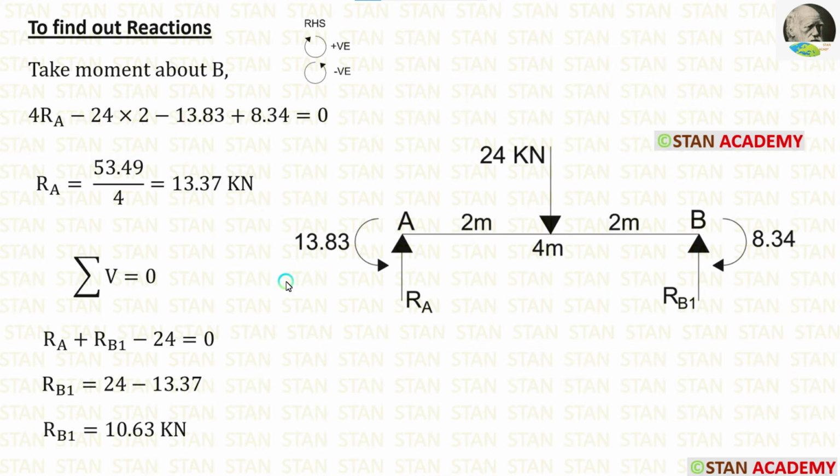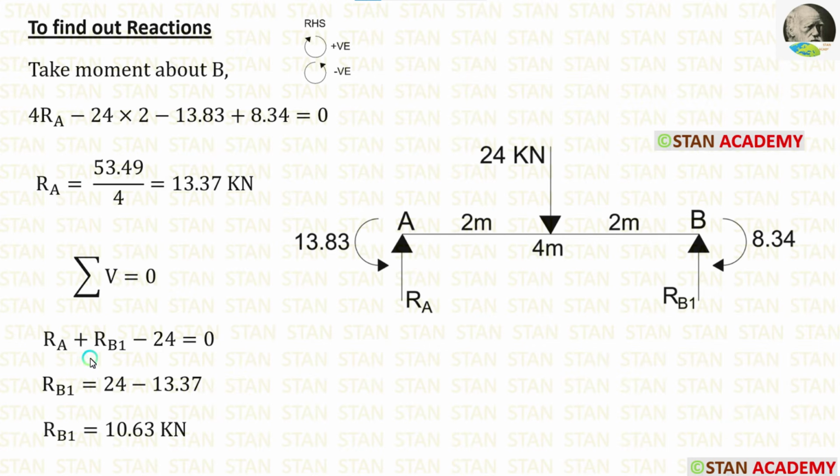Then we are having two movements. This movement is acting in the anticlockwise direction, so it will be negative, and this movement is acting in the clockwise direction, so it will be positive. Finally, we are getting RA, which is equal to 13.37 kilonewton.